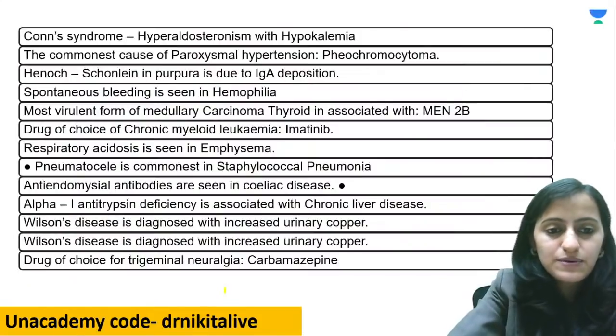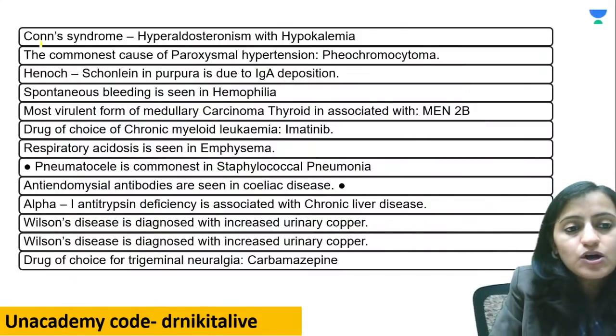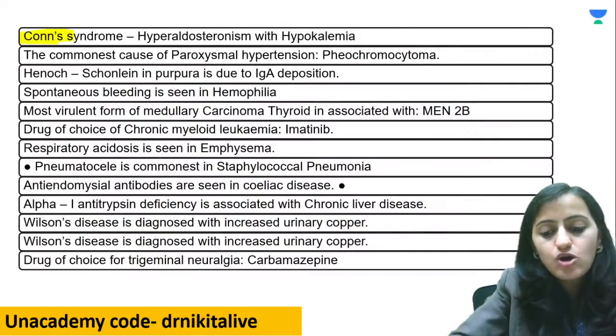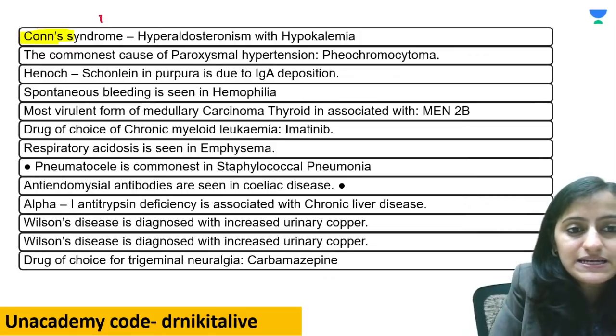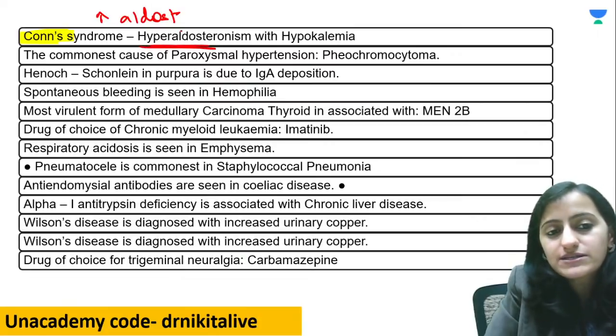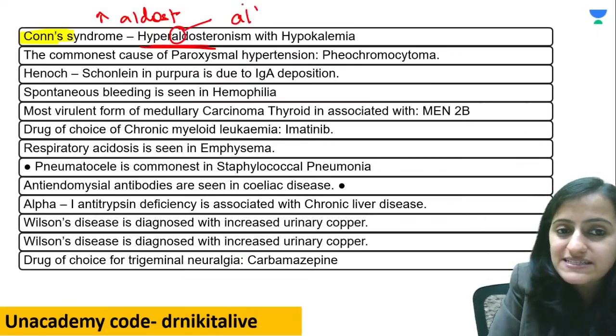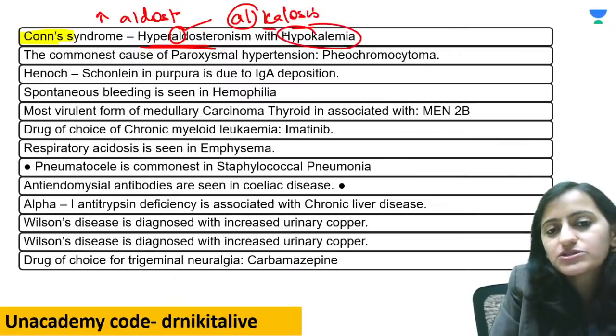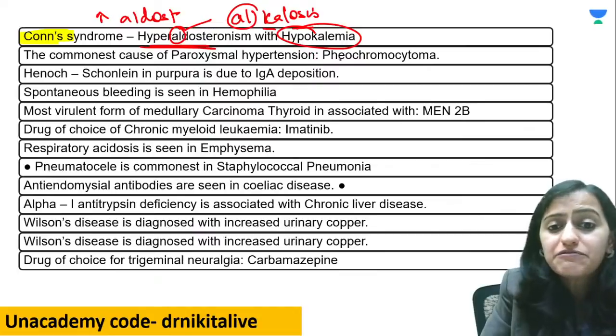Okay, going to this one. Conn syndrome. What will you see in Conn's? Remember, Conn's is basically hyperaldosteronism. Remember, aldosterone is AL. It causes alkalosis and K loss. So there will be hypokalemia.